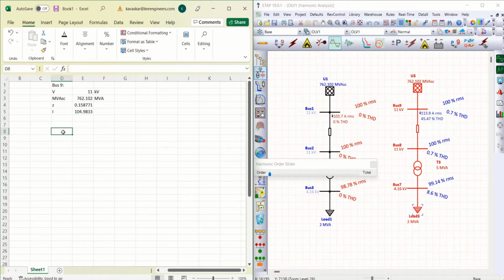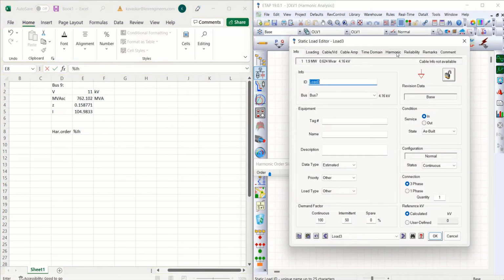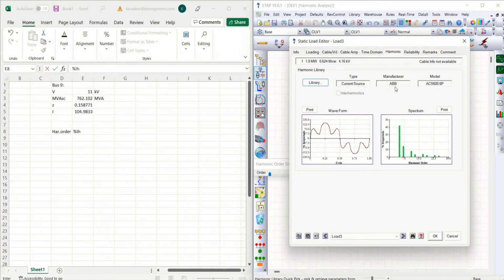In addition to this value, we want to know what are the harmonics injected towards the system. Harmonic order, I'll take, then the percentage of harmonics, the percentage of current harmonics that is injected towards the system. For the purpose of understanding these two, let me go to this load, go to the harmonic page. This is the model I used in the previous video, and even the same circuit I have used here, ACS606P. We want to understand what is the corresponding harmonic order and percentage magnitude of current.